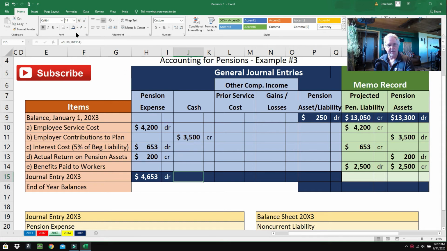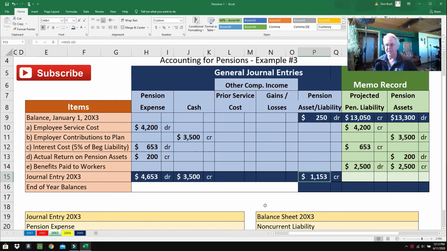Cash, that's an easy column to add up. It'll be $3,500, and it'll be a credit balance. So the next question is, what should this pension asset liability be? Well, we've got a debit of $4,653. We have a credit of $3,500. So to make this all balance, we have to have a credit. And the credit is going to be the difference between these two numbers. It'll be $4,653 minus $3,500. So whatever that is, that will be the credit. And there it is. So $1,153 plus $3,500 equals the debit $4,653.